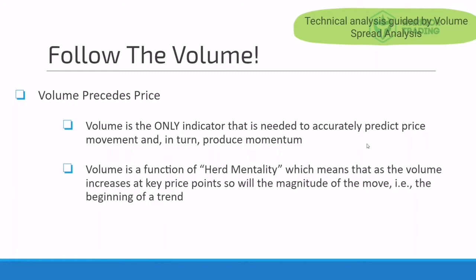All right, so volume is the only indicator that is needed to accurately predict price movement and in turn produce momentum. Volume is a function of herd mentality, which means that as the volume increases at key price points, so will the magnitude of the move. For example, the beginning of a trend.